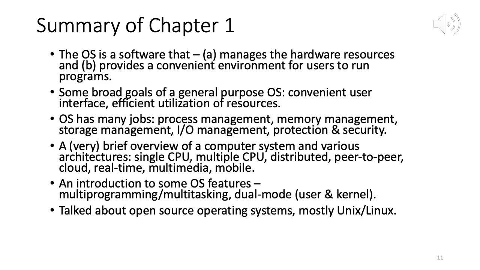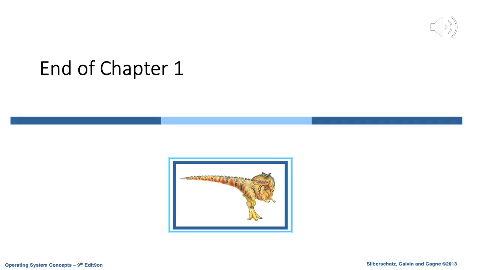We defined various architectures: uniprocessor, multiprocessor, distributed. Probably I mentioned that already earlier in the above point. We discussed various computing environments, some of which I mentioned: traditional, mobile, cloud. And finally, we talked about open source operating systems, mostly Unix and Linux. So this is essentially a summary of chapter number 1. And with that, we come to the end of the first chapter. Okay, the first chapter is finished.